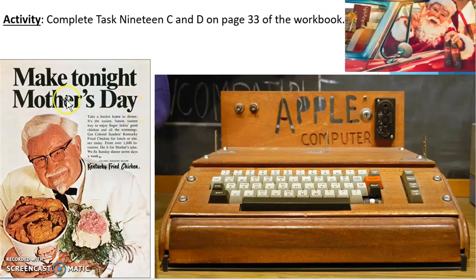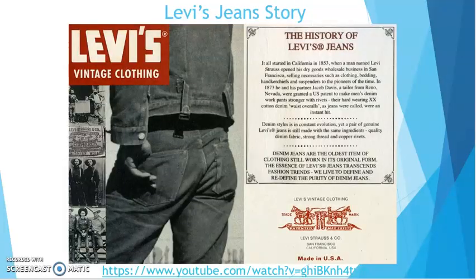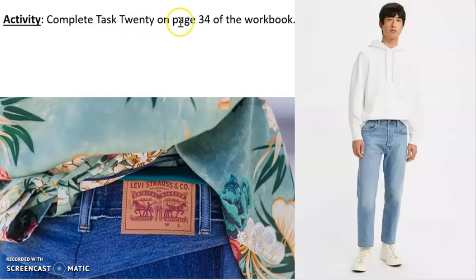So in terms of activities today, there are a few activities to tear into. The first one's just going to be a quick one, which is 19C and D on page 33 of the workbook, which is asking you to show an extension strategy on your product life cycle that you drew from last week.